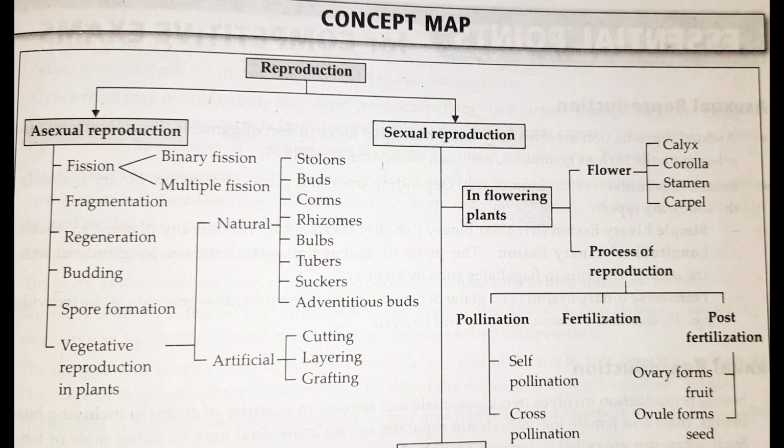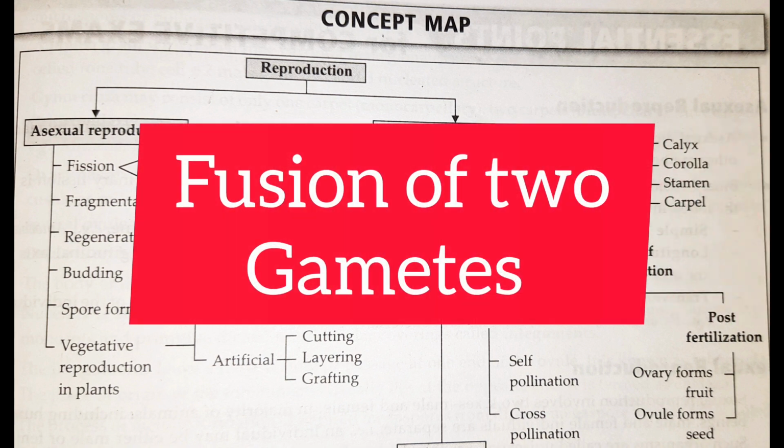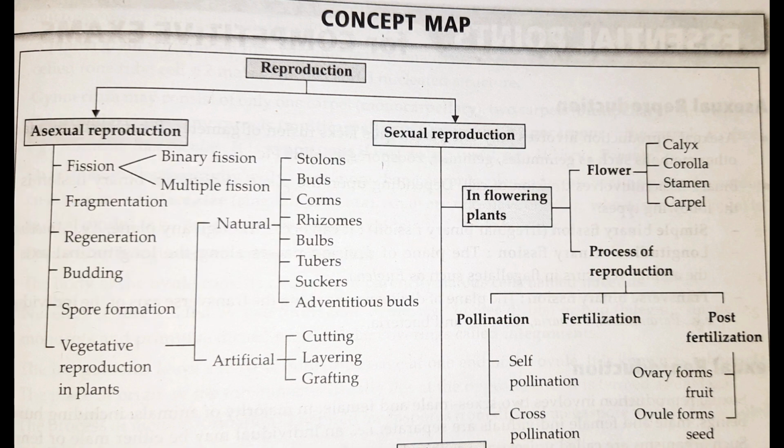We have completed the asexual mode of reproduction. Next, sexual reproduction. What is sexual reproduction? Sexual reproduction may be defined as production of offspring, that is new individuals, by the fusion of two gametes, usually one from the male parent and the other from the female parent, to form a diploid zygote which develops into a mature organism.